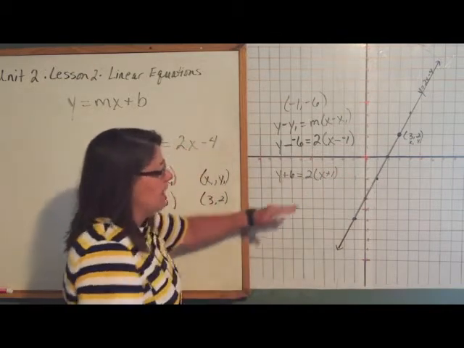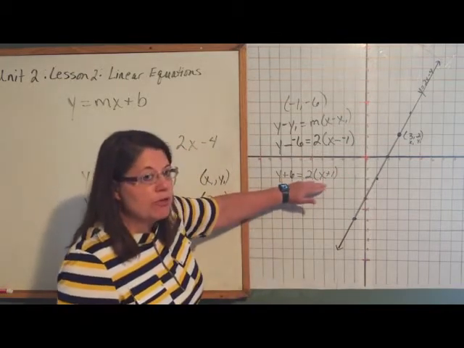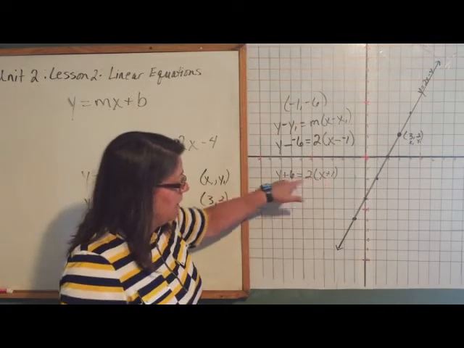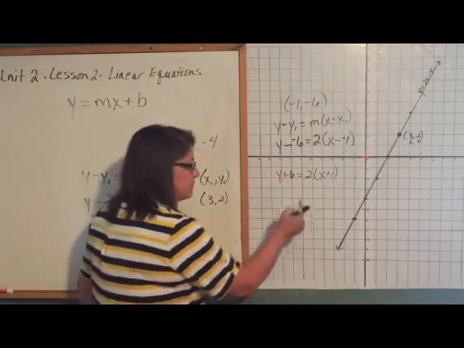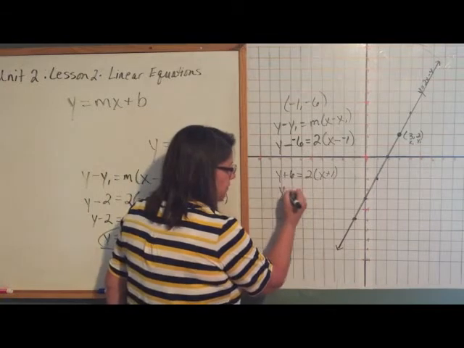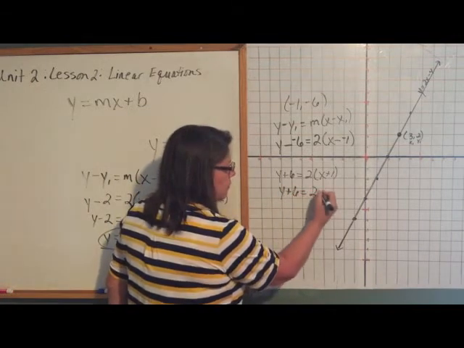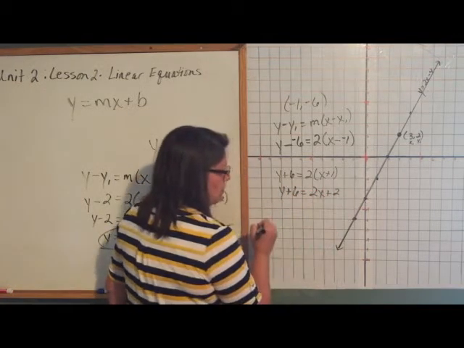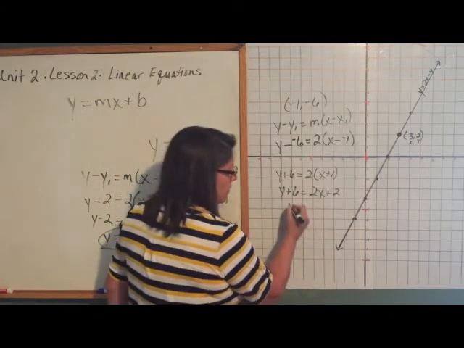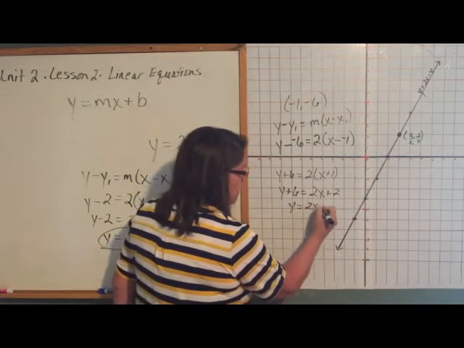And then if I want to convert this to slope-intercept form, then I'm going to get y by itself. I would distribute the 2. So y plus 6 equals 2x plus 2. Then if I subtract the 6 over, y equals 2x minus 4.